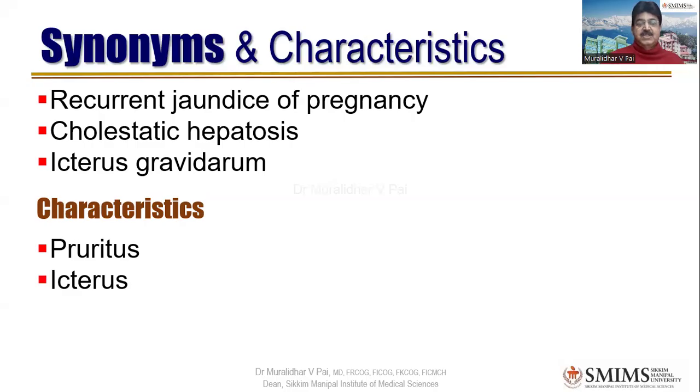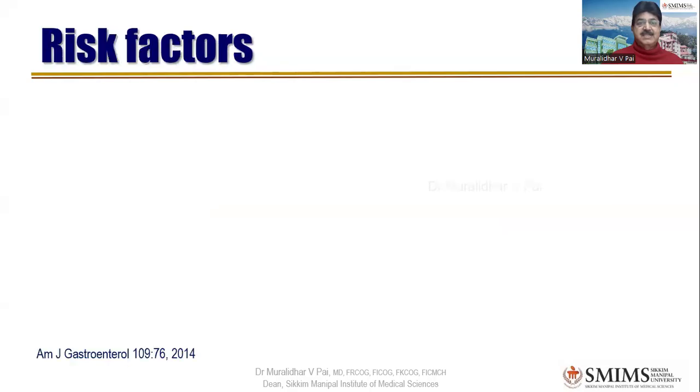Icterus. Okay, this should give a clue that the problem is not a skin problem, but a deeper problem. So icterus will definitely give away the diagnosis, especially during pregnancy, and for a known obstetrician or a smart obstetrician that it is cholestasis of pregnancy. Or there could be both. So for the patient who comes with both, the diagnosis is easier.